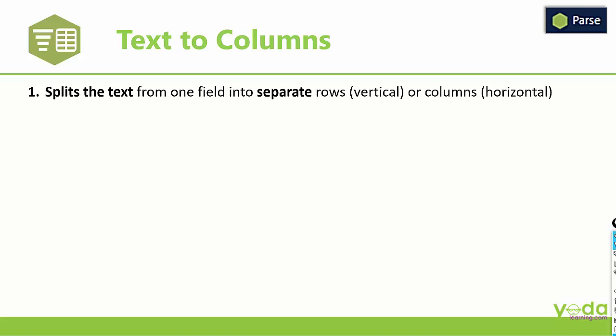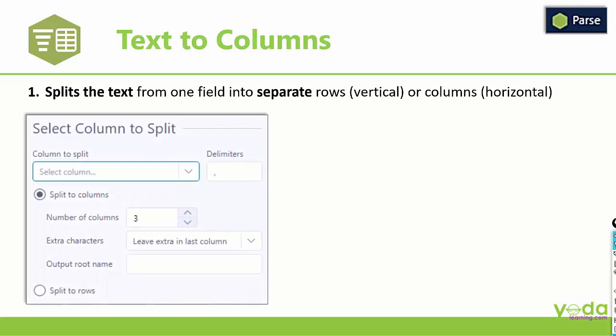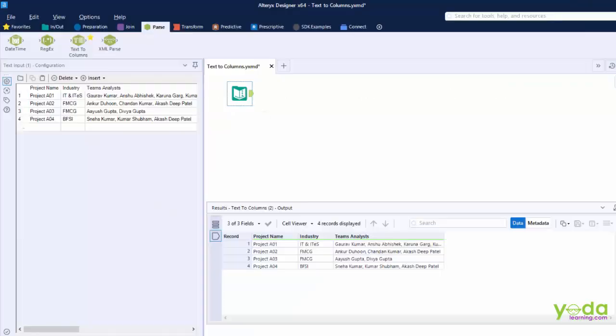And yes, you can say that it is very similar to Excel's Text to Columns. However, upon a closer look at the configuration panel, we see some differences. For example, you can use multiple delimiters at once. Next, you can even split the data into multiple rows vertically. So let's see this tool in action in Alteryx.